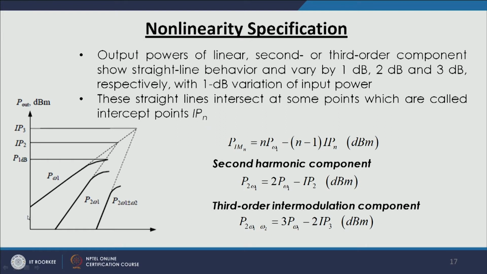In this diagram, P omega 1 is the actual signal which we should receive. This is the original signal, and the power of the second order distortion is plotted here, and for the third order it is plotted here. If you keep extending the trajectory along its original path, they will intersect at some point.